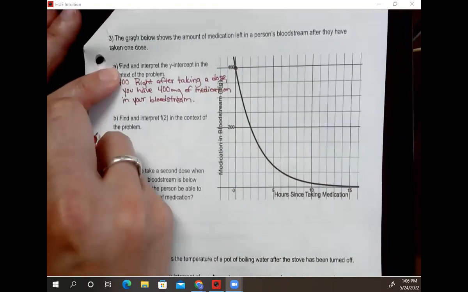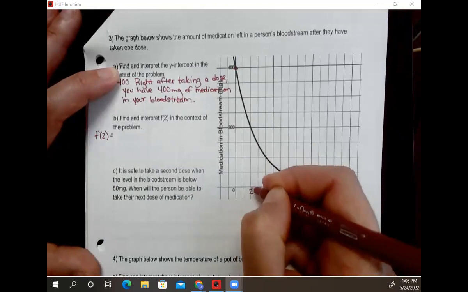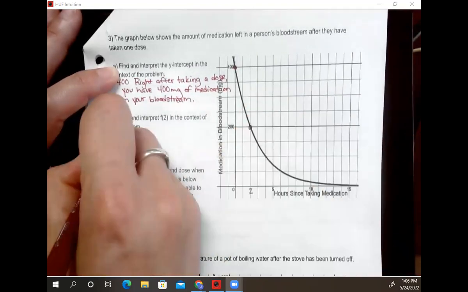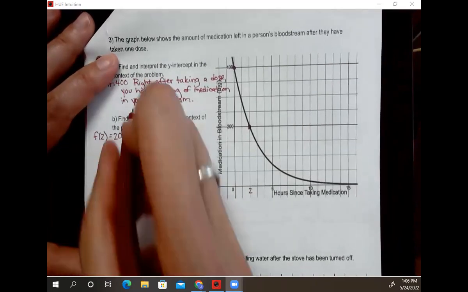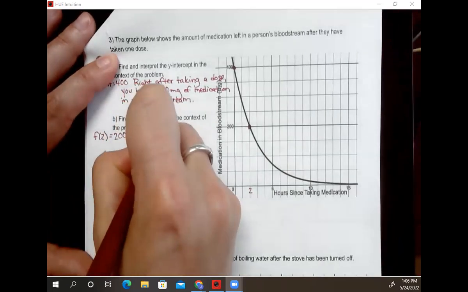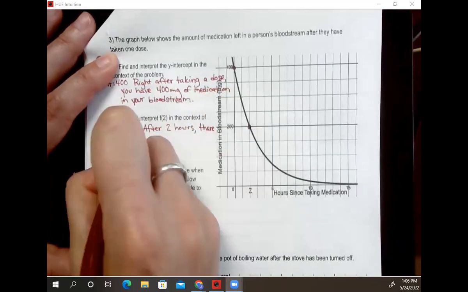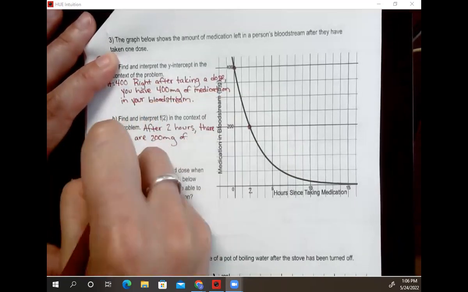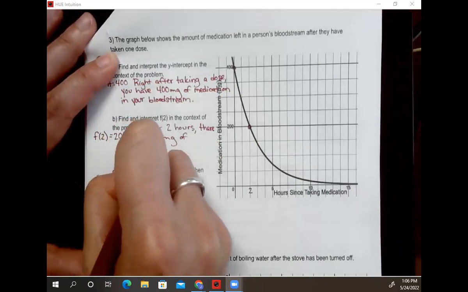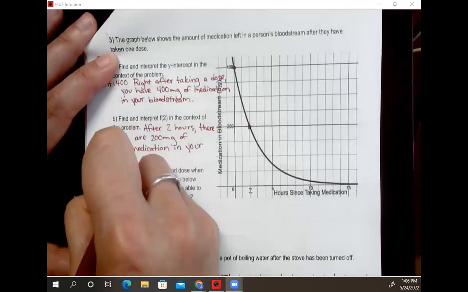How about F of 2? What is F of 2? 200. Yeah, I go to where my X value is 2, follow that to the graph, and I'm looking for the Y. F of 2 is 200. So this would mean what? Perfect. After 2 hours, there are 200 milligrams of medication in your bloodstream. Perfect.